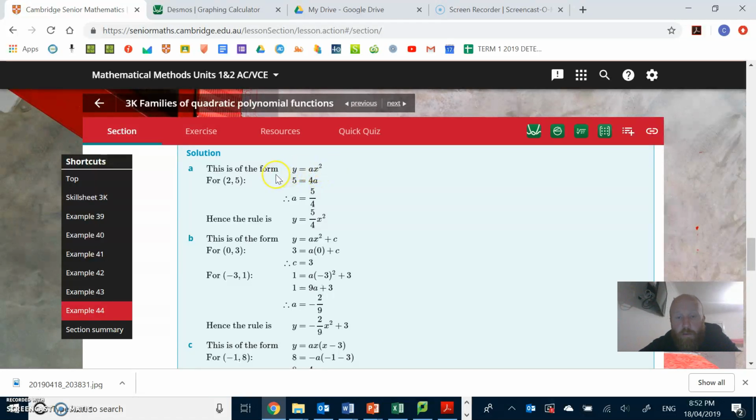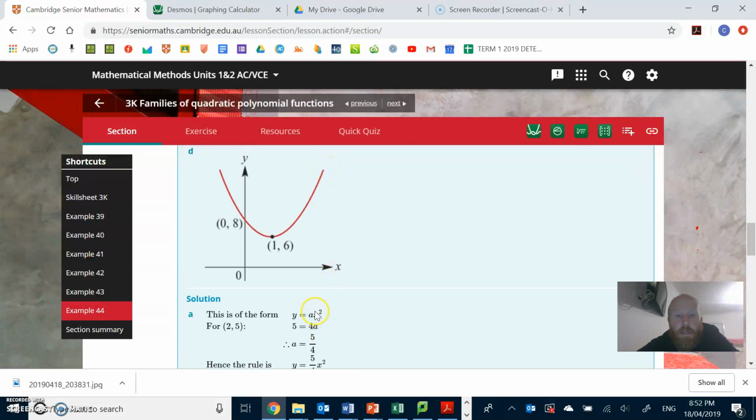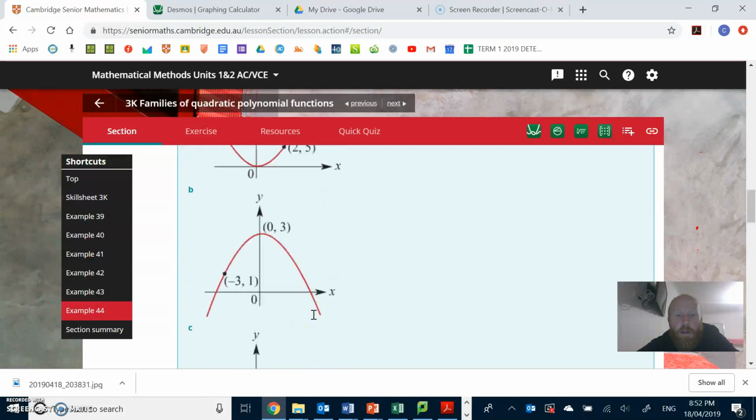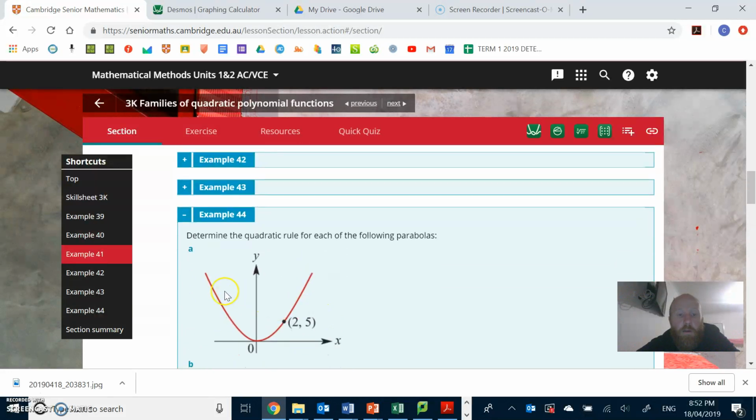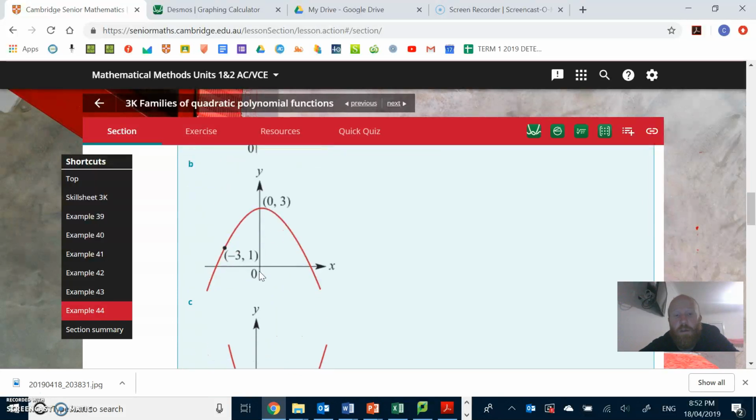It looks like they've randomly selected it, but it's an x squared graph that might be dilated. Y equals x squared, the original parabola, goes through the turning point, but we don't know if there's a dilation or not. We can guess that there is, because when you go across 2, you should go up 4, whereas this one, when you go across 2, you go up 5, so there's some sort of dilation going on there.